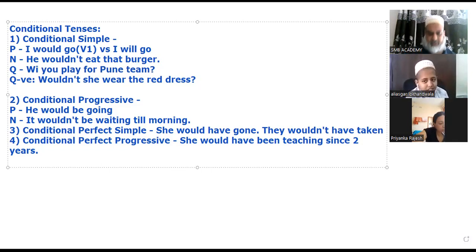और अगर would डाल दिया तो क्या आएगा? भाई तू खेलेगा क्या Pune टीम के लिए? खेलेगा, ऐसा. यानी would से रिस्पेक्ट हो जाता है. ठीक है. would is, याद रखना, would is used for respect in questions. याद रखना.